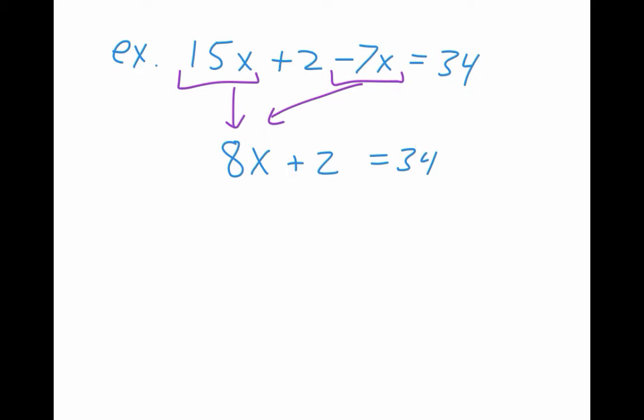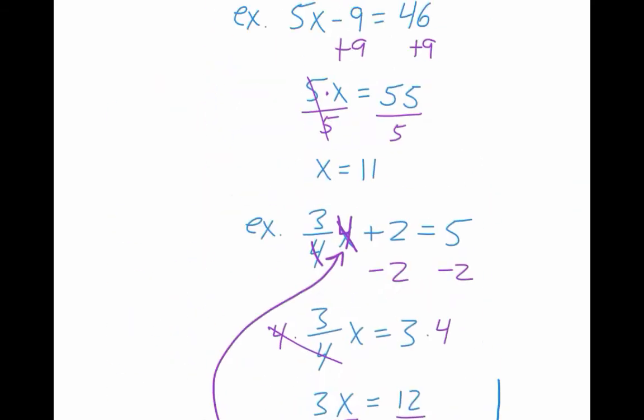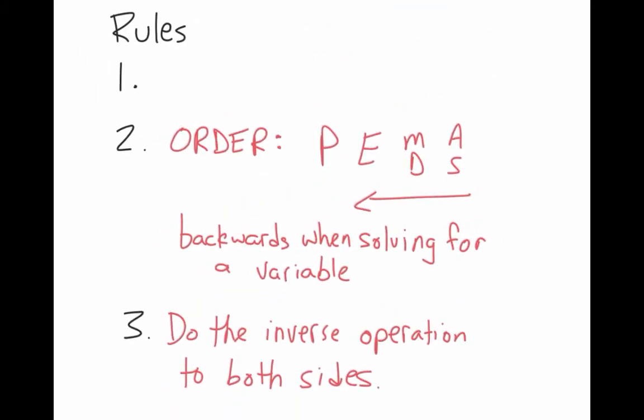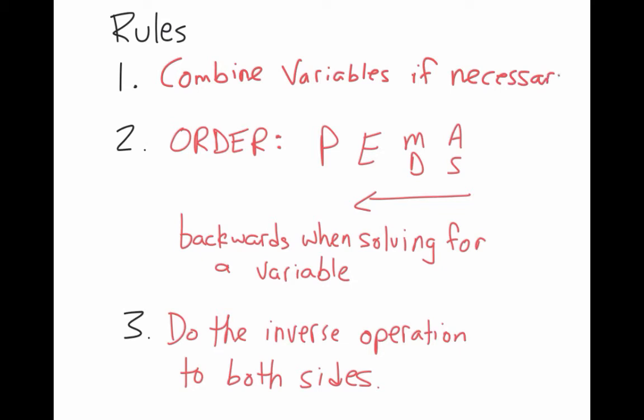Yeah. So before we finish this, I'm going to jump up above, way up here to my rules and say, for my rules, number 1 is, combine variables if necessary. Because sometimes you don't need to combine variables because they already have them.